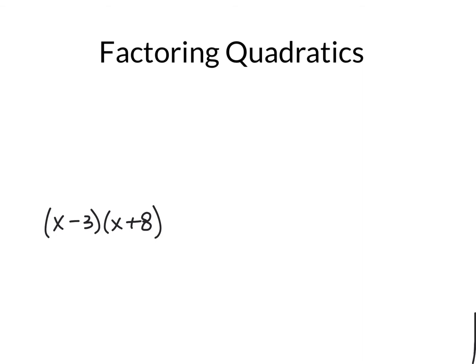So a few things. First of all, quadratics. We're talking about things that have x squared in them. And then factoring means to basically unmultiply, which you all know is division, but we're talking about it in kind of a different way. So factoring is unmultiplying.